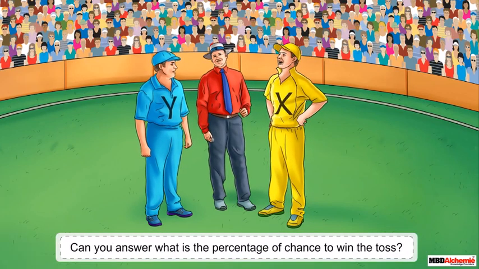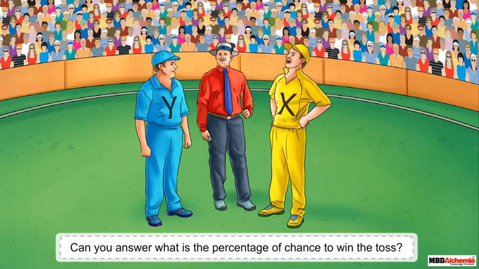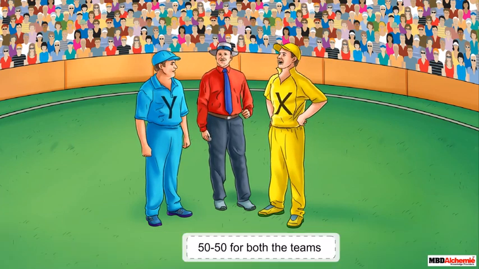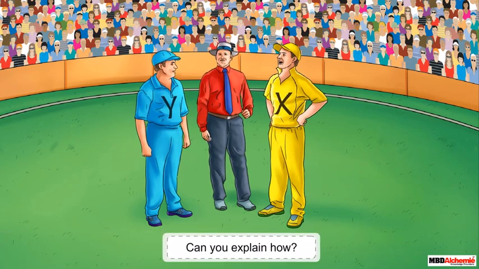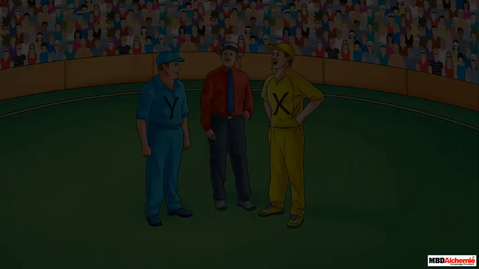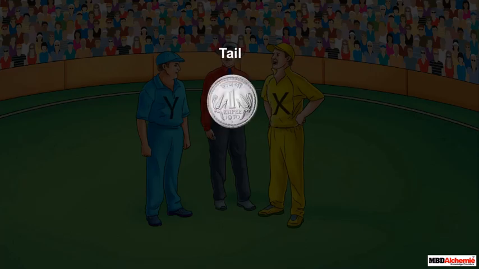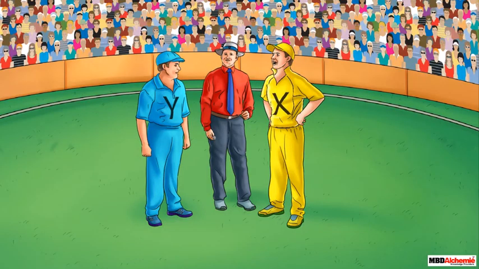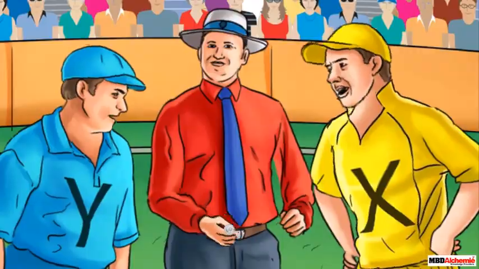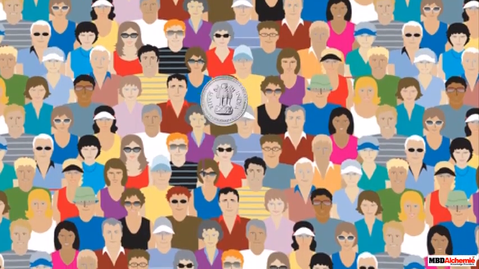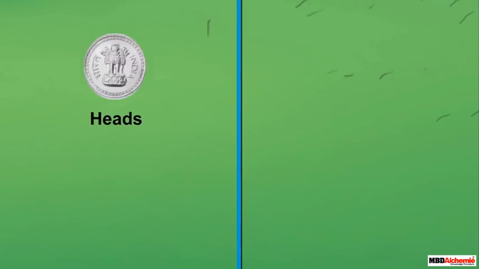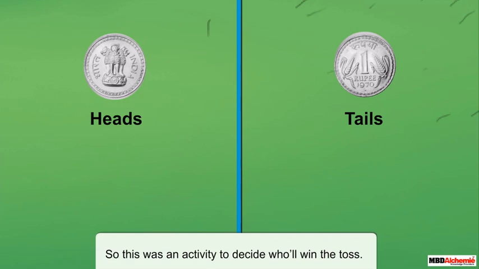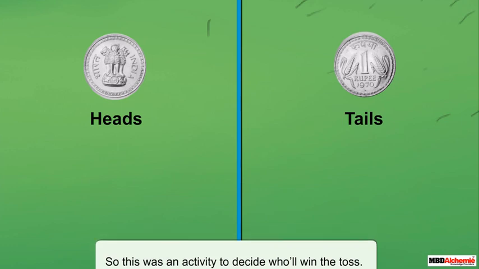Can you answer what is the percentage of chance to win the toss? Oh, yes, it would be 50-50 for both the teams. Can you explain how? A coin has two sides, head and tail. So when we toss a coin, there are only two possible outcomes. The coin either lands with the head side up or it lands with the tail side up. So this was an activity to decide who'll win the toss.